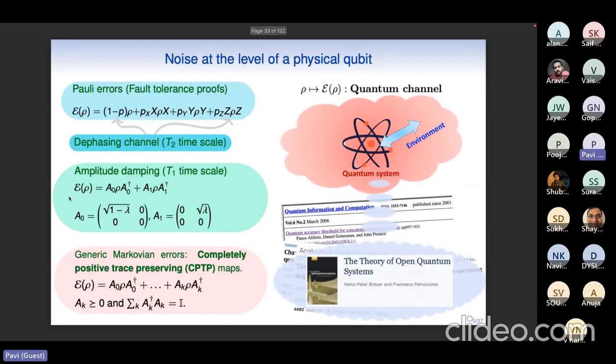Now, this begs a general description of what a channel could be. It turns out that a channel is nothing but any mathematically valid process that maps one density matrix to another density matrix. These processes are characterized by what's called a completely positive trace preserving map, because positivity and trace one are the two properties that need to be preserved. So when we say physical errors in any hardware setting, we are basically looking at the space of all possible completely positive trace preserving maps.